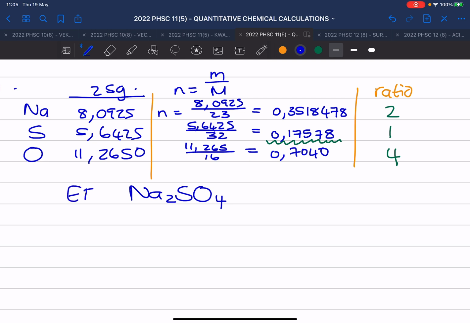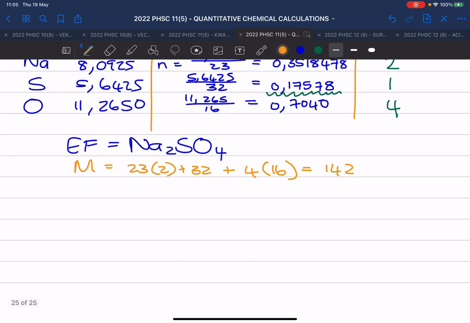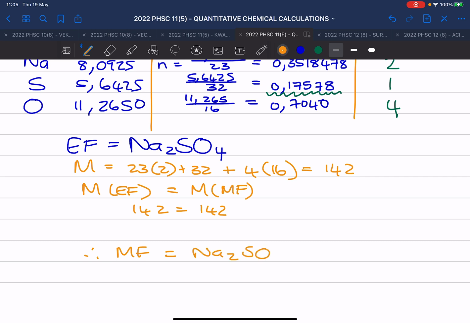Now we determined that is the empirical formula. Let's check the molecular formula. We must get the mass. It's 23 times 2 plus 32 plus 4 times 16. And if you calculate that, you get it to be 142. So what we've proven there is that the mass of the empirical formula is the same as the mass of the molecular formula. They are both 142. So that means the molecular formula is just Na2SO4.